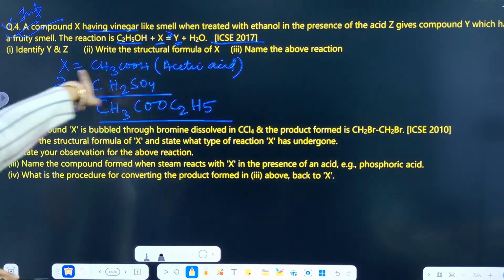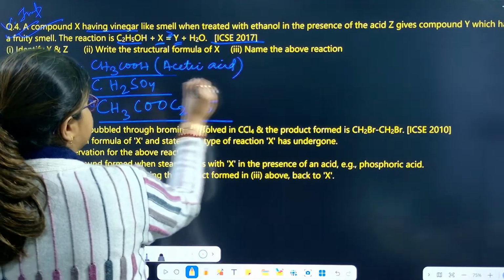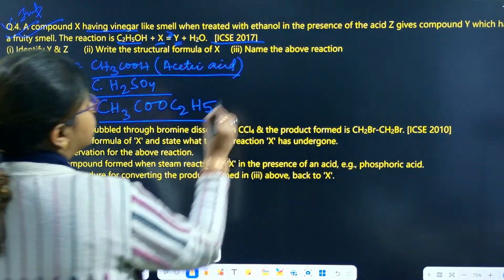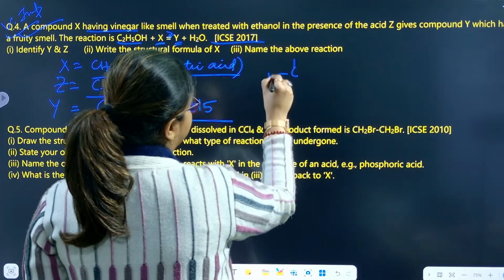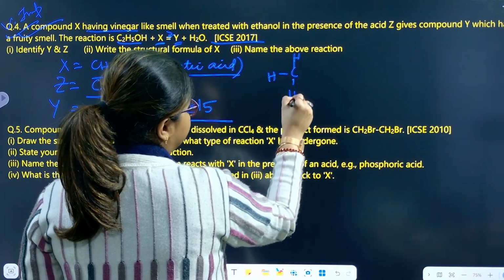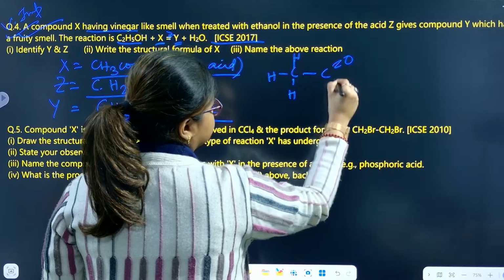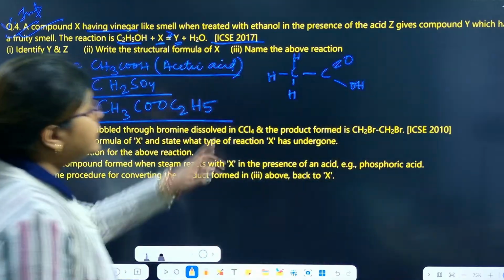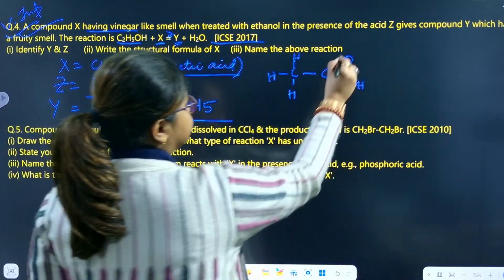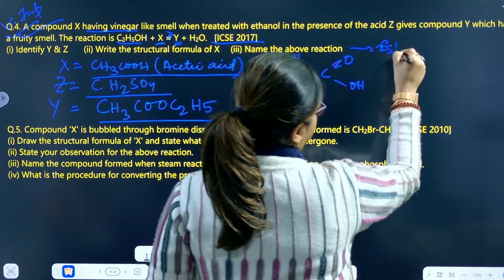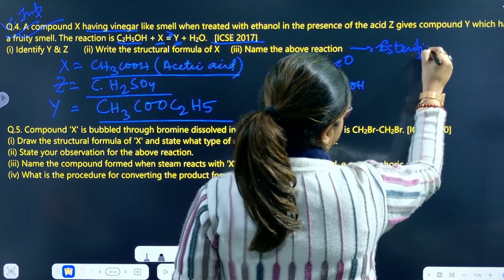Write the structural formula of X, acetic acid. Right. Structural formula, if you have to write it in this way. Name the above reaction. Esterification.